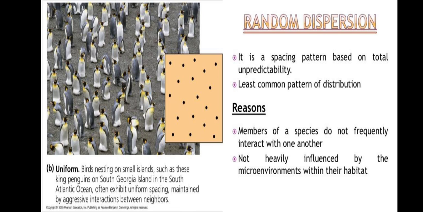The next one is random dispersion. It is a spacing pattern based on total unpredictability, the least common pattern of distribution. The reason for random dispersion is that the members of a species do not frequently interact with each other and are not heavily influenced by the microenvironment within their habitat.